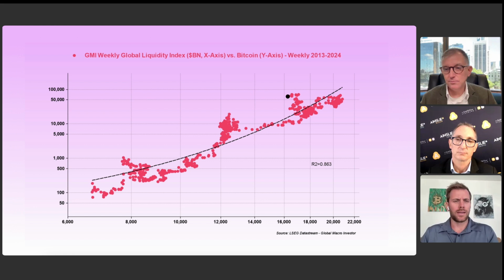Really, our framework is based around liquidity and risk assets, which we've made pretty clear, plus gold, of course. The correlation there, you've got 0.86, which is a very high correlation between Bitcoin and global liquidity. I suppose the only other asset that has a better coefficient is the Nasdaq, which is about 0.94. But the only reason I would argue that Bitcoin has a lower coefficient is simply because of the volatility during blow-off tops and the depths of bear markets.